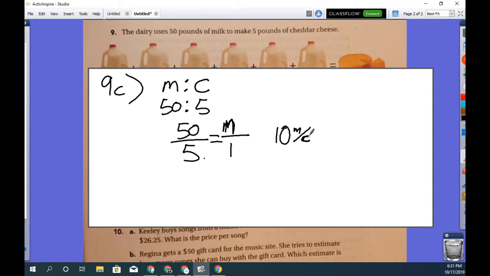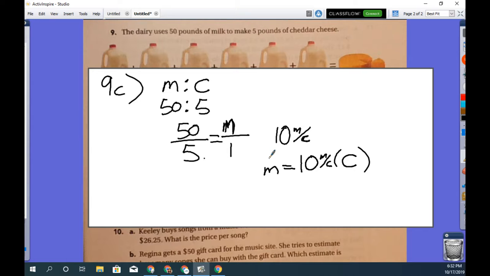Now we need to write an equation. So if I need to know how much milk I need, I take my rate of 10 pounds of milk per pound of cheddar cheese, and I need to multiply that times, I'm going to go ahead and put parentheses around that to make it easier, times the pounds of cheese that I would like to make. So if I want to make 1 pound of cheese, I multiply 1 times 10, and I will have my pounds of milk. I need 10 pounds of milk.